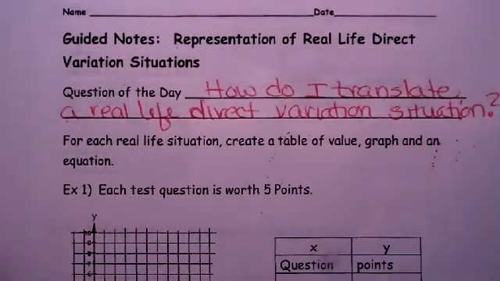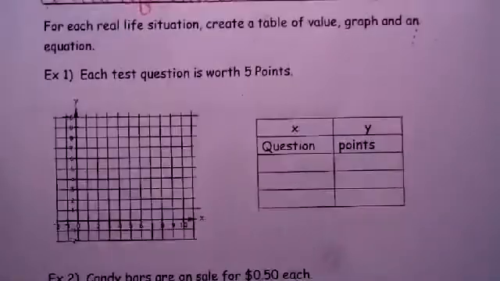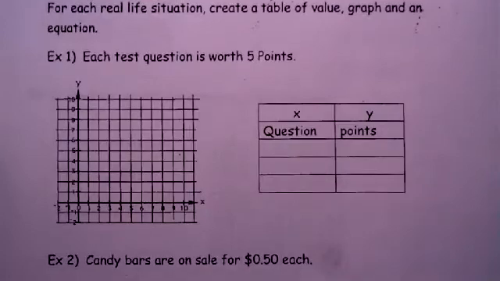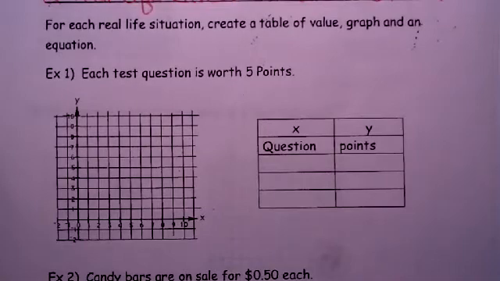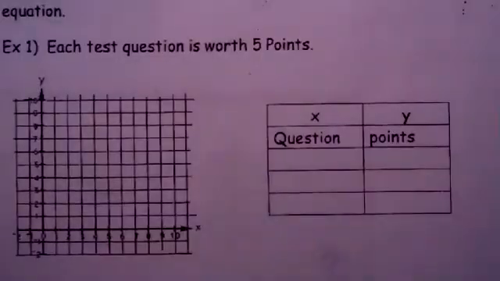Now, remember, translate for us means that we're going to take a sentence and we're going to turn it into a graph, an equation, and a table of values. We're not really answering any questions. We're just translating into its different equivalent forms of representation. Okay, so if I look at example 1, it says each test question is worth 5 points. And I need to create a graph, a table of values, and an equation for this.